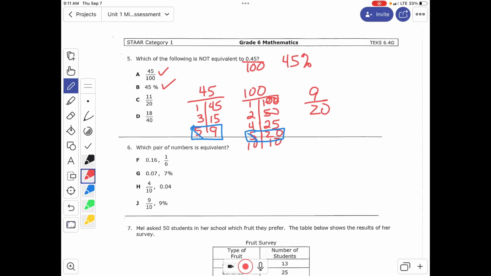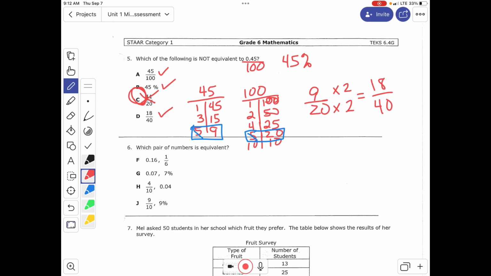Well, neither one of those fractions is 9 over 20. Could I multiply 9 times something and maybe get 11? 9 times what makes 11? No, nothing. Could I multiply 9 times something and get 18? Yes. And I'd multiply it times 2, and that would be 18 over 40. So the one that's not true is C.